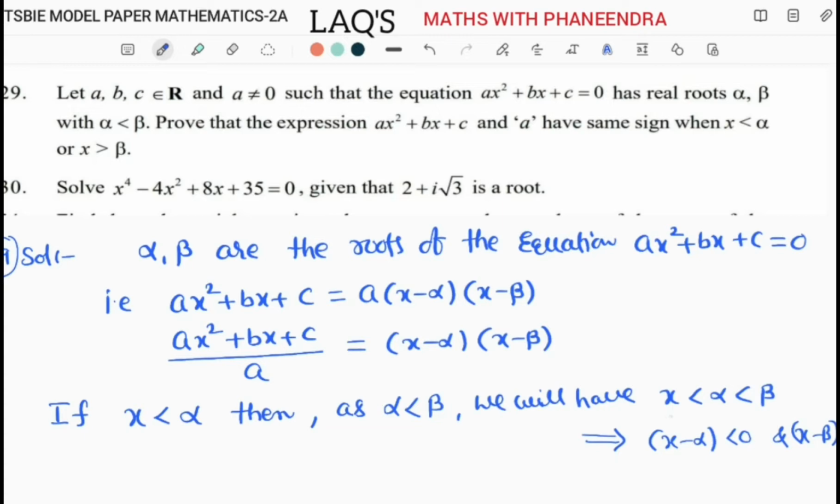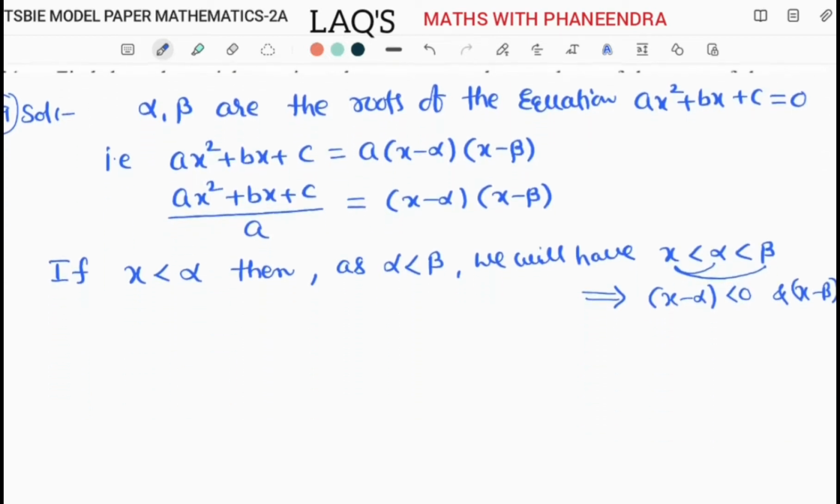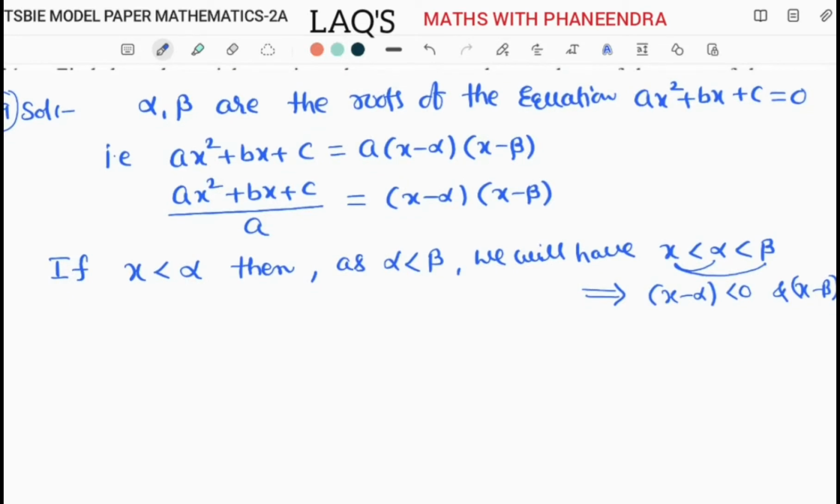Sir, how are you writing directly? x is less than alpha means alpha we can take this side, x minus alpha is less than 0. x is less than beta, that means x minus beta is less than 0. So both the conditions we have here. I hope you people understand. So x minus alpha is less than 0, x minus beta is less than 0. That implies that the product of x minus alpha into x minus beta is obviously greater than 0. Negative into negative: x minus alpha is less than 0 means negative value, x minus beta is less than 0 means negative value. Then minus into minus is what? Plus. So it is greater than 0.